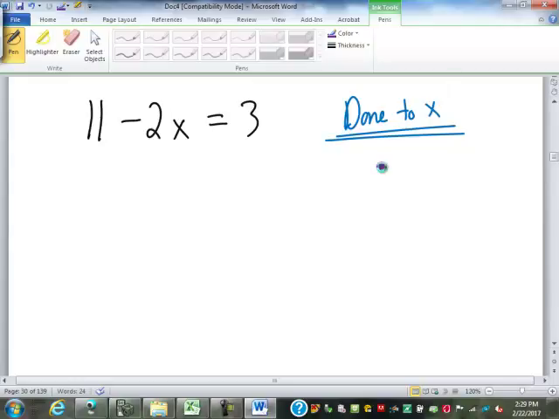What has x been multiplied by here? Perfect. It's been multiplied by a negative 2. Now, since this is a positive 11, that 11 technically has been added to it. Even though it comes out front, it's a positive 11, so the 11 is added. So when we go to solve this, what's the first thing we have to do?